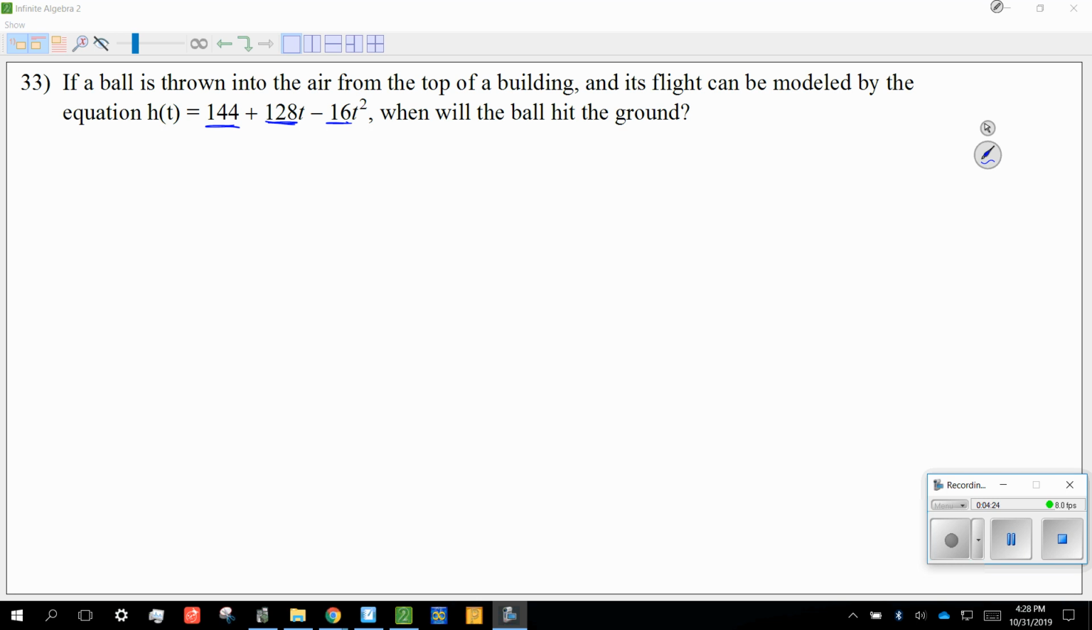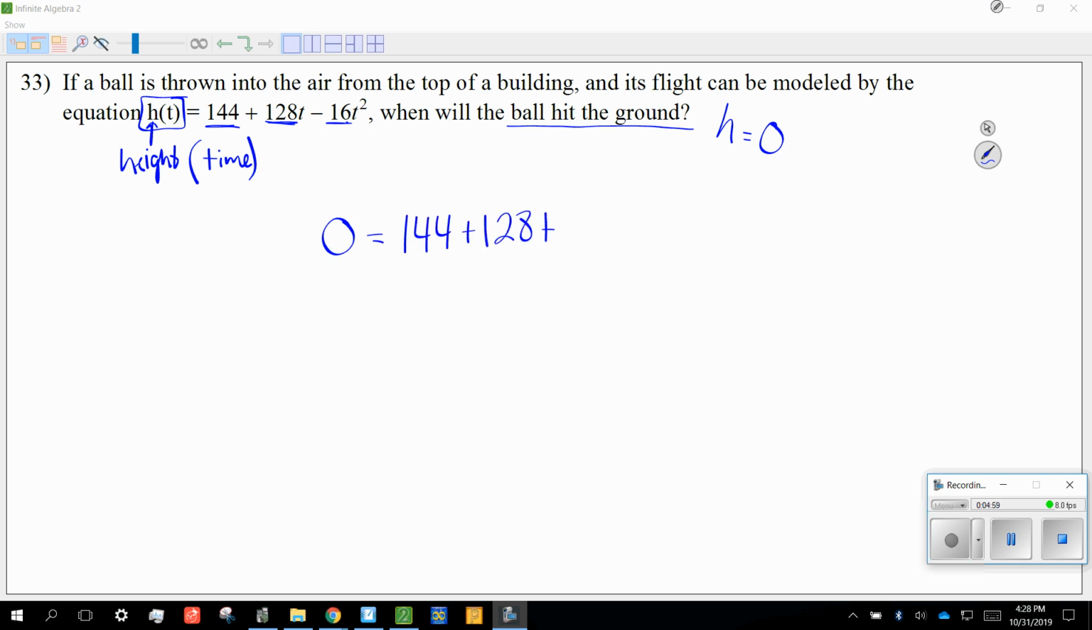So we're modeling it with this equation, and we want to know when the ball will hit the ground. Okay, h of t. What could h stand for? Oh, I don't know, height. And this is in function notation: height is a function of time. So at different times the ball will be different heights. What is the height of the ball when it hits the ground? That means h is 0. So we set our equation equal to 0: 144 plus 128t minus 16t squared.